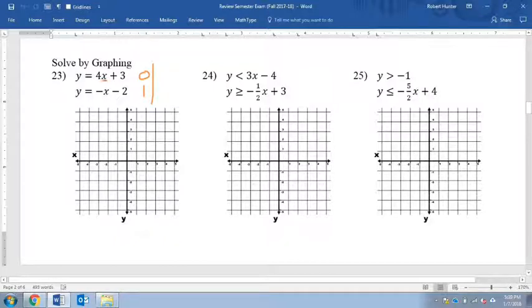So for this one, when x is 0, plug it in, you get a 3. When x is 1, 1 times 4 is 4, plus 3 is 7, which doesn't fit on the graph. So I'll back up to negative 1. Negative 1 times 4 is negative 4, plus 3 is negative 1. So that has a point right here, negative 1, negative 1. And if I follow that pattern out, it's over 1, down 4, over 1, down 4. There's that pattern right there.